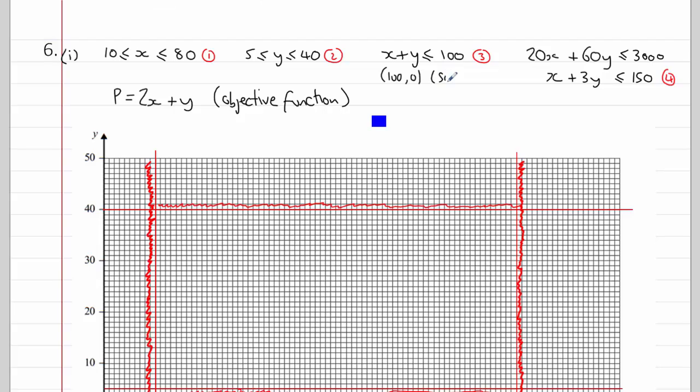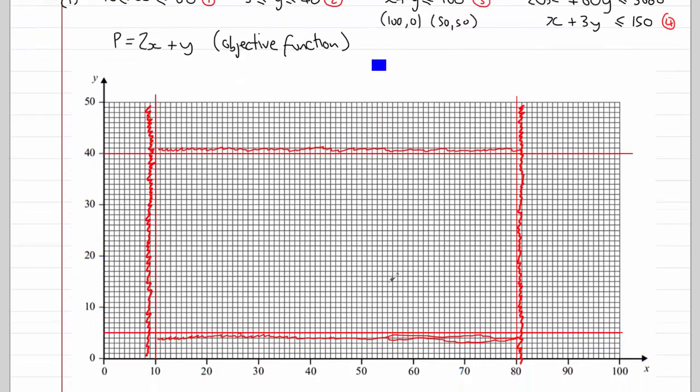So we've got 50, 50. As long as we've got 2 points, that's enough information to draw the line. So 50, 50 is this point here, and we can draw a line from 100, 0 up through 50, 50. It says x plus y must be less than this, so we want to shade out the region above the line.